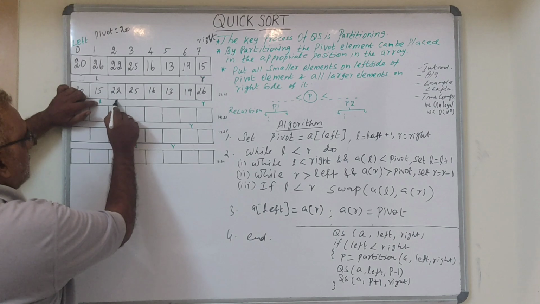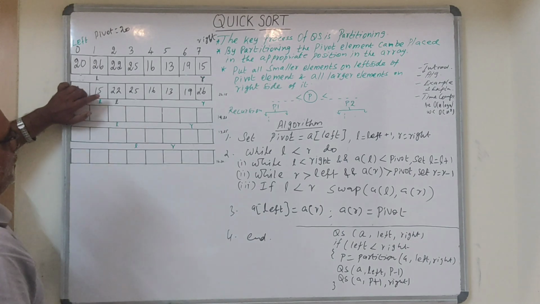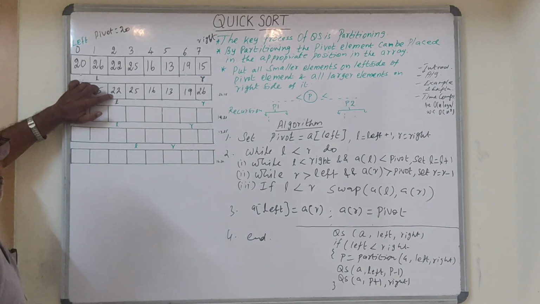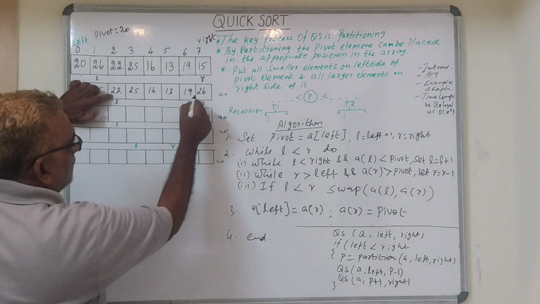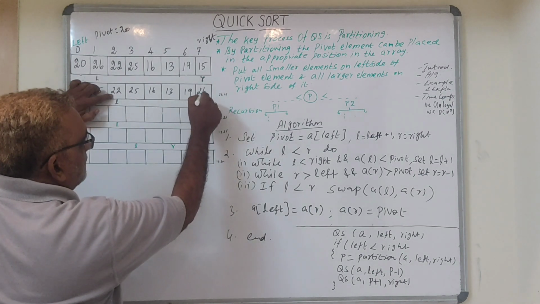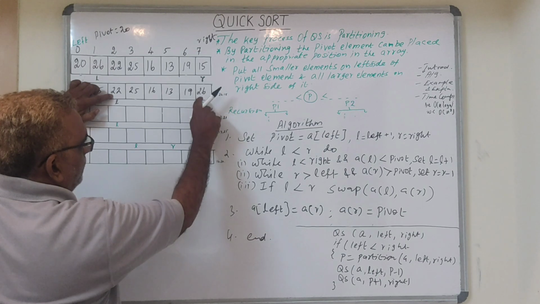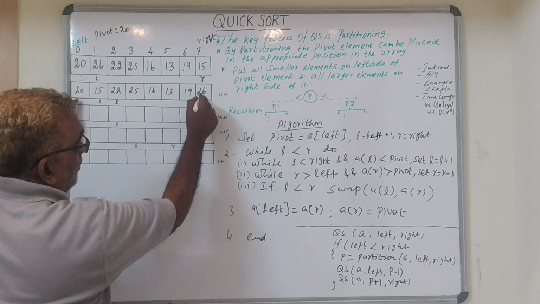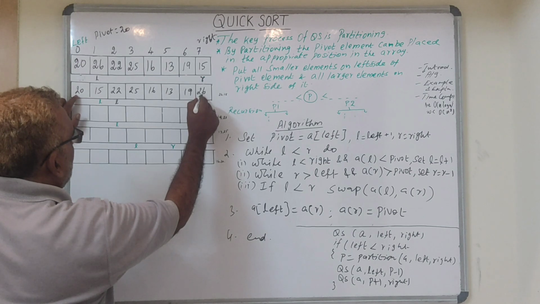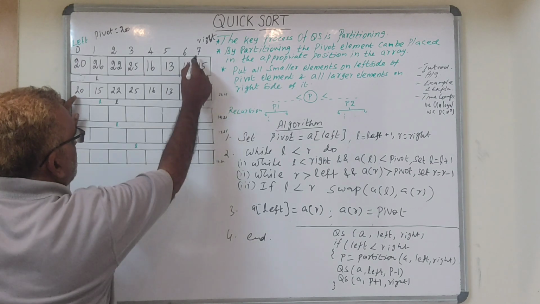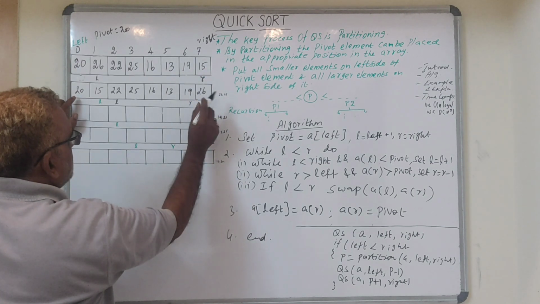Now you have to increment. So L will come here. 22 greater than 20? Yes. So now what you have to do? Go to the other side and check the value of R. You have to check for the lesser value. 26 lesser than 20? No. Decrement the value of R. From 7 it will become 6.